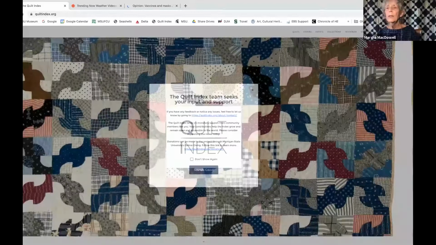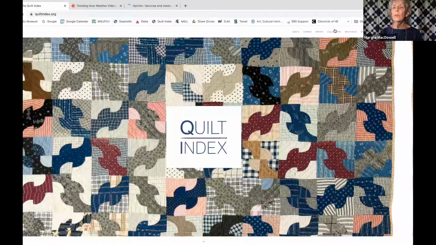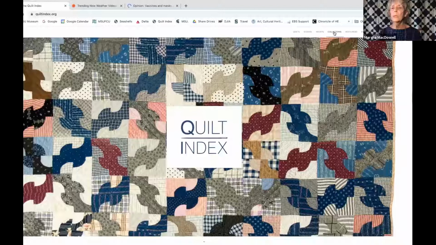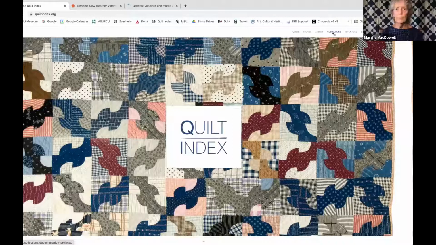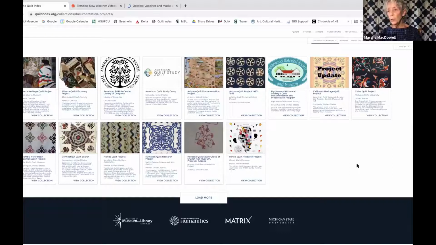The way you find it is go to quiltindex.org. And then if you go to, let's say, collections, right there. It's looking for it. And you can see right here a box that you can click on. And you can read a little bit more about our project and our partners there.